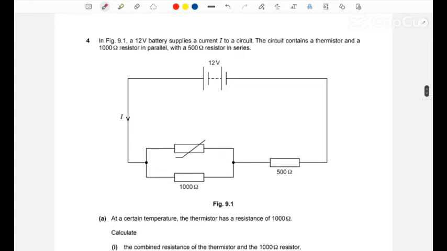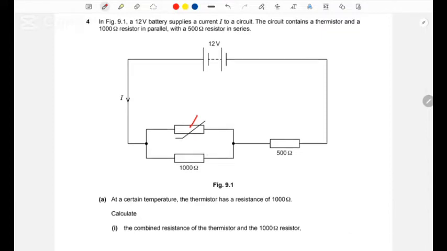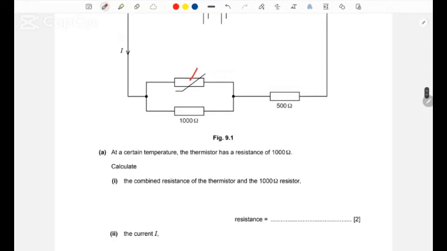Question number 4. In figure 9.1, a 12-volt battery supplies a current I to a circuit. The circuit contains a thermistor and a 1000 ohm resistor in parallel with a 500 ohm resistor in series. So this is a thermistor, and then we have the 1000 ohm resistor in parallel to the thermistor and the 500 ohm resistor in series. At a certain temperature, the thermistor has a resistance of 1000.